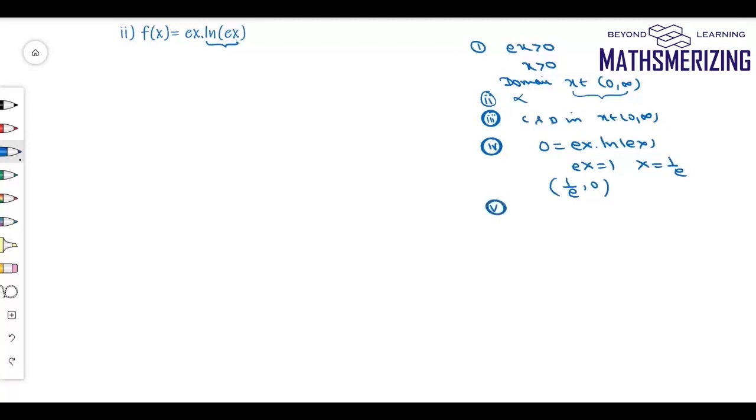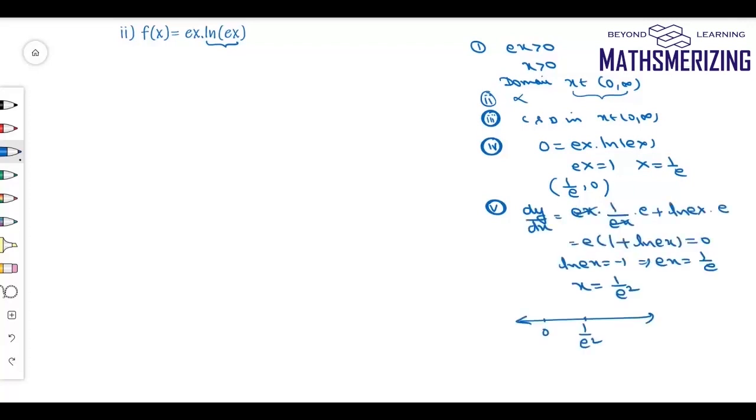Now the fifth step is I'll differentiate the function. I'll find dy by dx, put it equal to 0, and find the critical points. I'll mark the point on a number line. Now when x is greater than 1 upon e, 1 plus ln x will be positive, and before that it will be negative. So from 0 to 1 upon e, it will be a decreasing function, and after 1 upon e, it will be an increasing function.